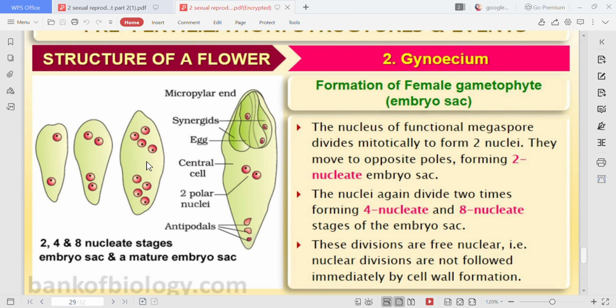Again, I am repeating that generally, in karyokinesis, that is the nuclear division, the nucleus divides.